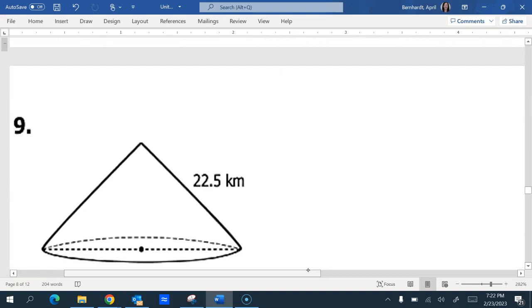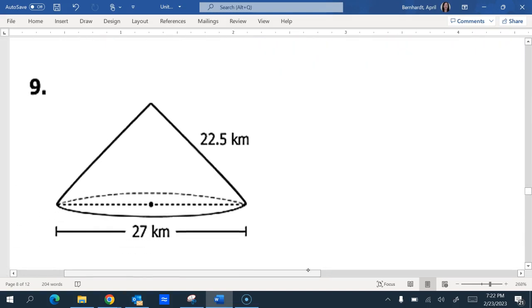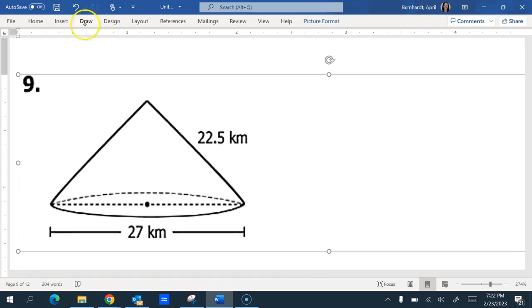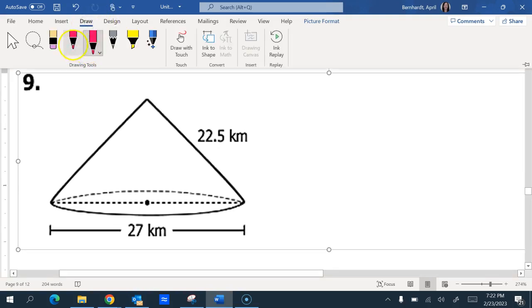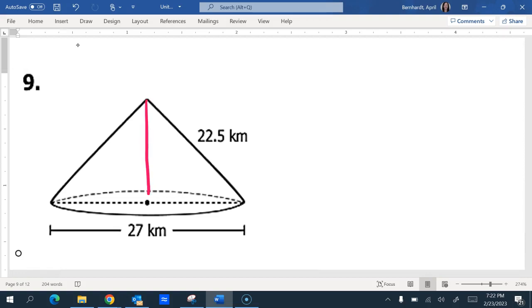All right, moving on to the next page, we have another cone, but in this example, we do not have the height. So we're missing the height, but again, this kind of makes a right triangle, so we're going to use the Pythagorean theorem. I'm going to cut 27 in half to find that base length. So half of 27 is 13.5.